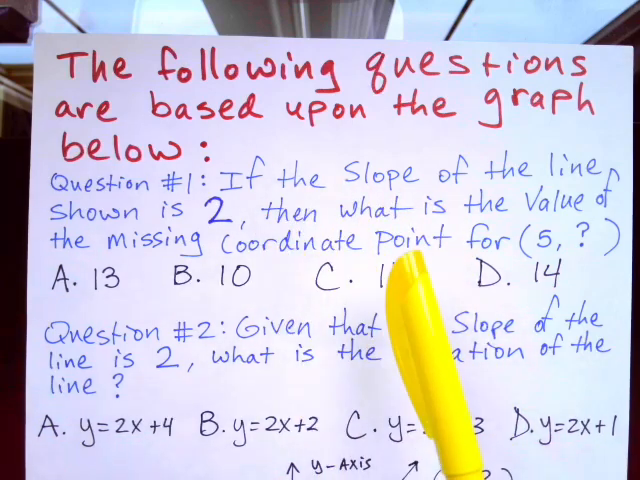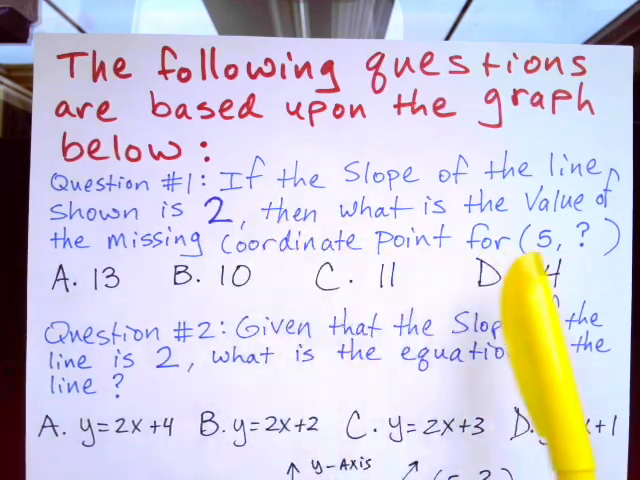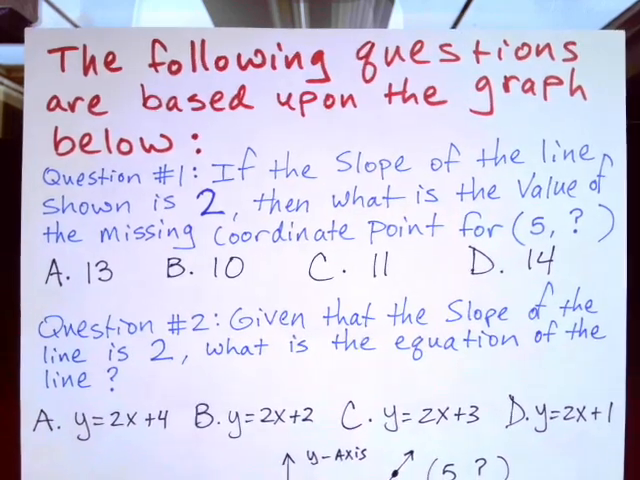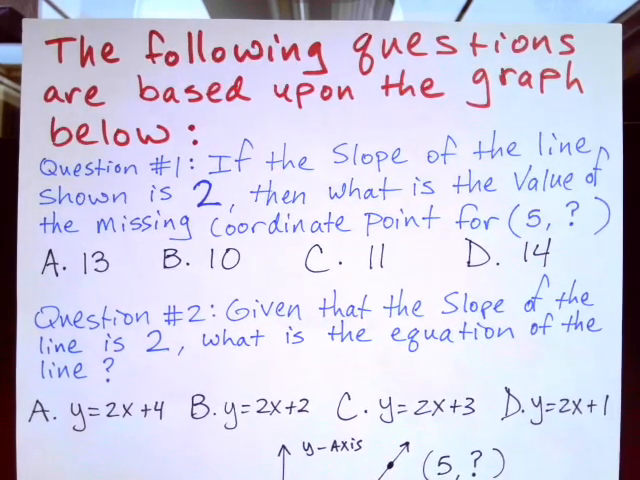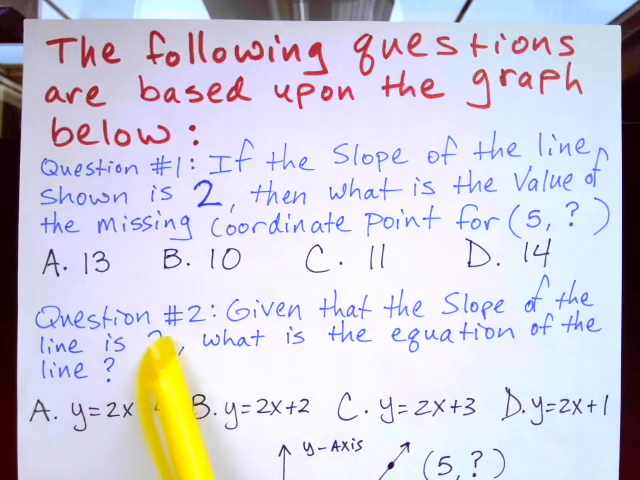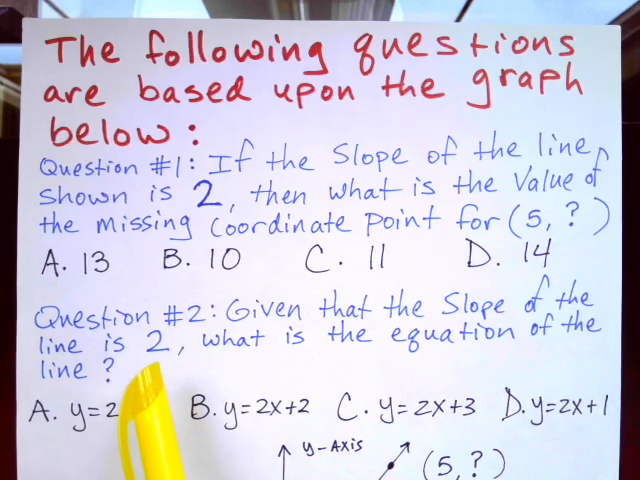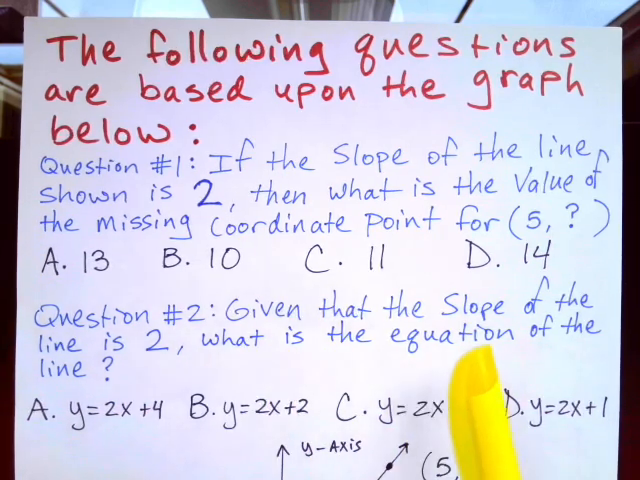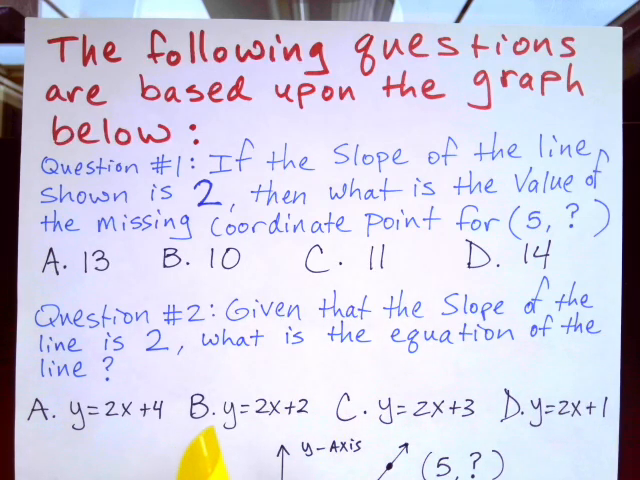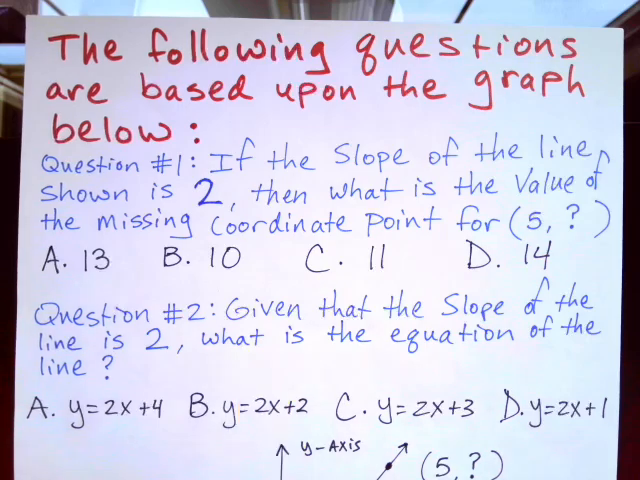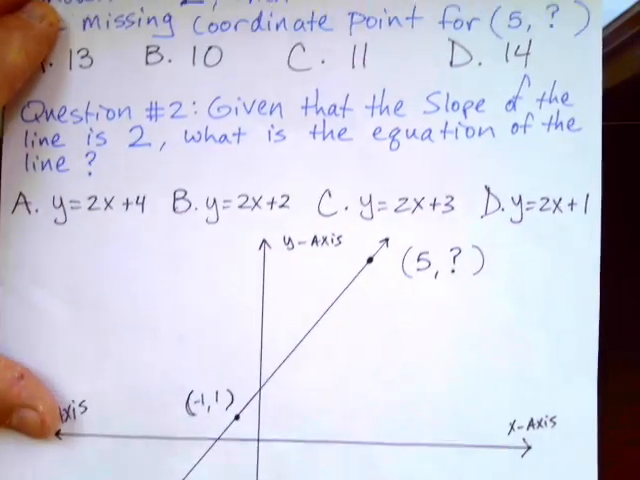Again, I'll show you multiple ways to answer this question, just given the little bit of information that we have. And then we have question number two. Remember, you're going to use the information based upon the graph. Question number two: given that the slope of the line is equal to 2, m equals 2, what is the equation of the line? A, y equals 2x plus 4, B, y equals 2x plus 2, C, y equals 2x plus 3, or D, y equals 2x plus 1. Again, I'm going to show you multiple ways to answer question number two as well.